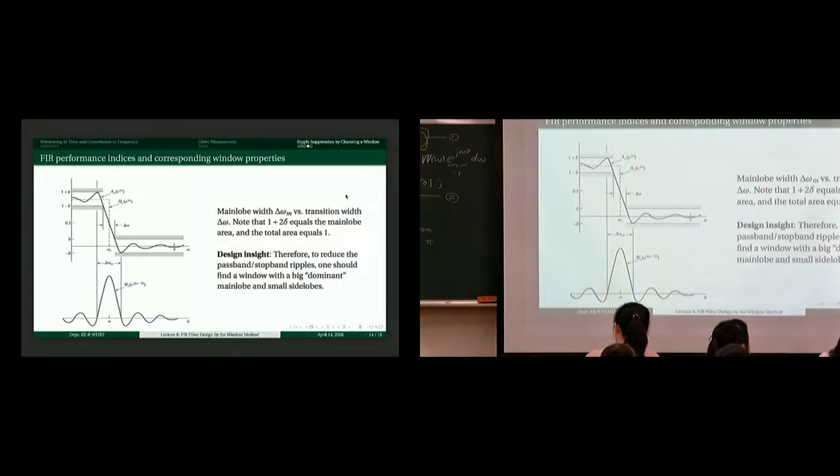That gives us some hint as to how we choose a window. When we choose a window, we want the Fourier transform to have a narrow main lobe as well as a short side lobe. That's the conclusion. You have two goals: you look at the width of the main lobe and the height of the side lobe. You want the side lobe to be short, and you also want the main lobe to be narrow. And it turns out that these two goals conflict each other.